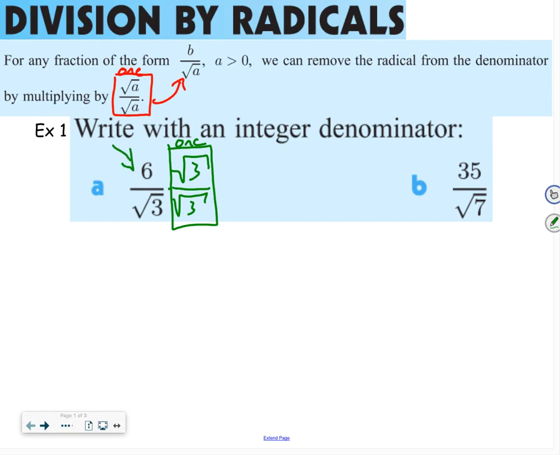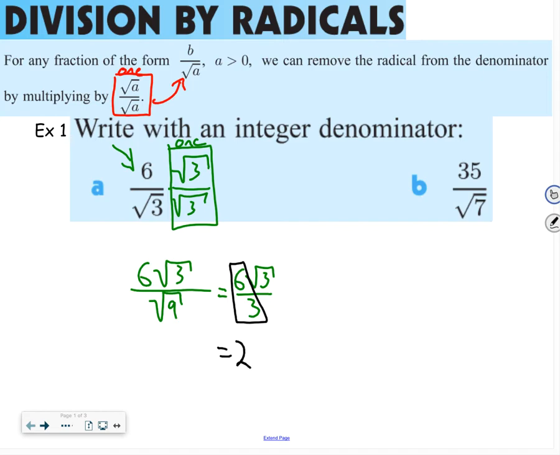So as I multiply this out, I get 6 square root of 3 over square root of 3 times the square root of 3, which is the square root of 9, or as we simplify that, 6 square root of 3 over 3. Now I look at my integers and I recognize that 6 and 3, that division can happen. 6 divided by 3 is 2, and I'm left with square root of 3. So that would be your final answer for A.